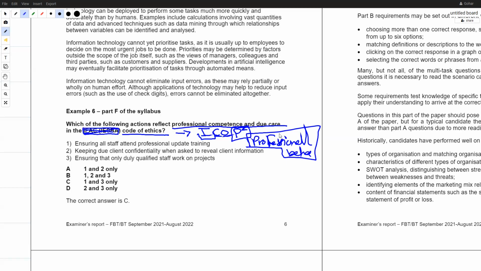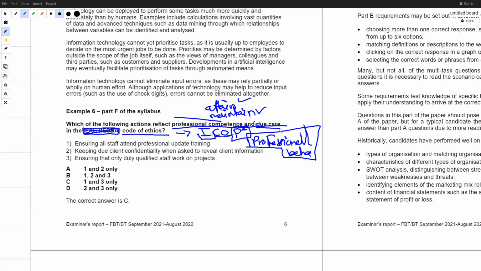Your behavior should be very good in the public, at the client. So what is meant by professional competence and due care? Professional competence means that you should first attain knowledge, like you are currently studying ACCA. You are attaining knowledge, and then you should also maintain that knowledge, keeping yourself up to date with any changes that have been made in the things that you have learned in the past.